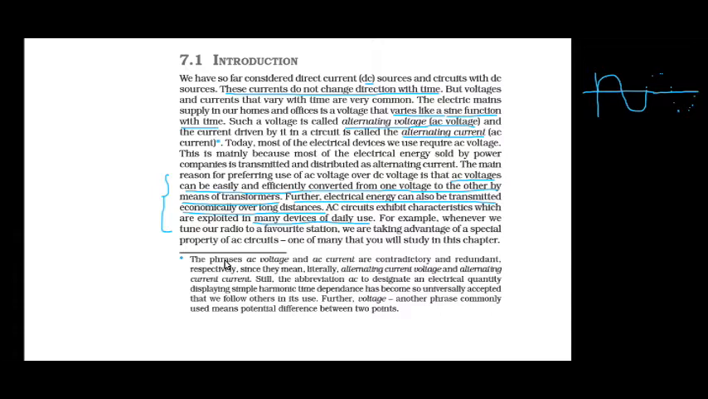And third, most of the appliances which we use on a daily basis are made for AC circuits, so that they can be used with AC current. So these are the big benefits of AC current or voltage over DC current or voltage. So this is all about the introduction. Let us move forward.